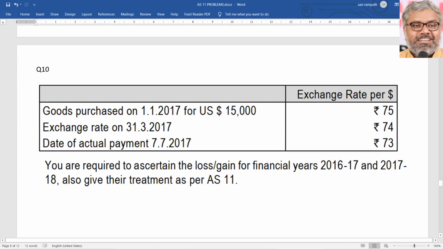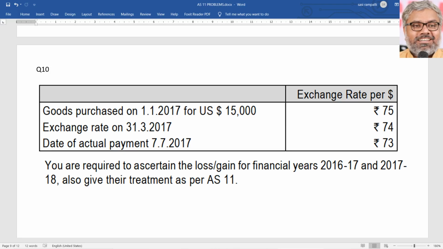Next. Question number 10. Goods purchased on 1/1/2017 for $15,000 at the rate of 75 rupees. Exchange rate on 31st March 2017 was 74. Date of actual payment, which is 7/7/2017, was 73. Required to ascertain the loss or gain for the financial year 16-17 and 17-18. Also give their treatment as per AS 11.